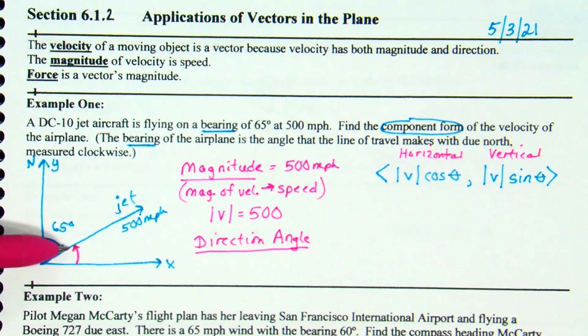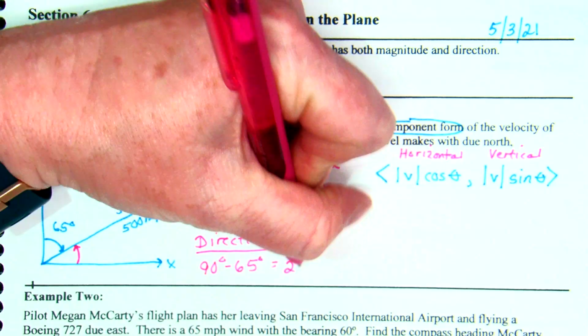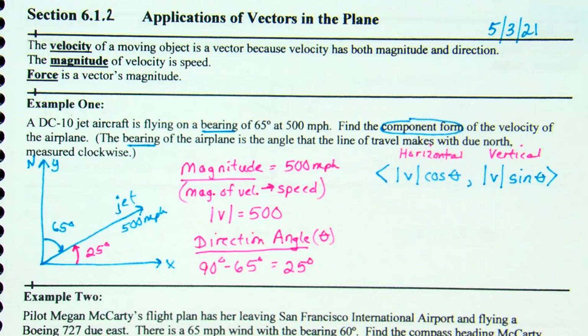So in this case, it's not that you always subtract it from 90. That's just where we are. In this case, we're going to use 90 minus 65, which is 25 degrees. So our direction angle, or in other words, theta, is going to be 25 degrees. So you're always going to want to figure out how far this angle in question is from 0 based on the unit circle. So from here, how far is your angle?